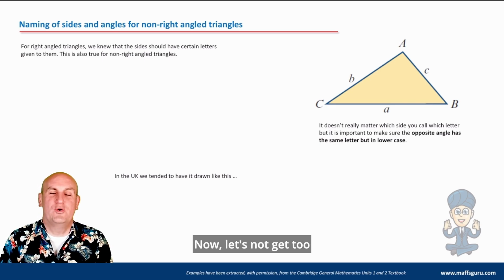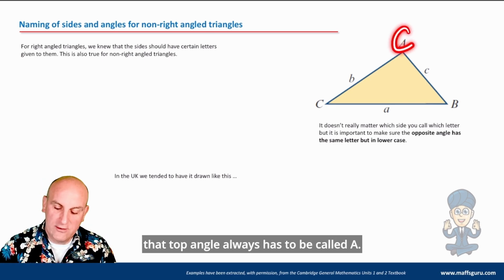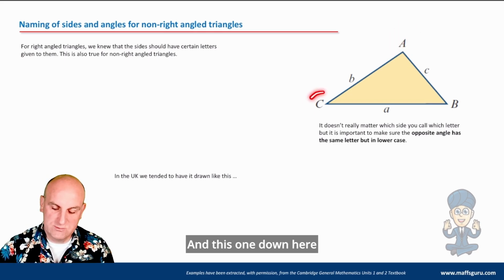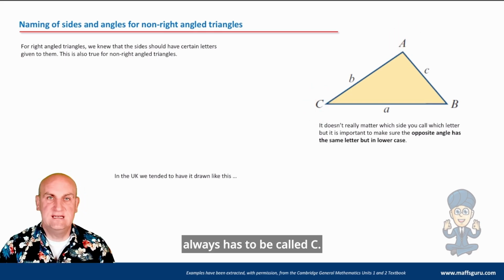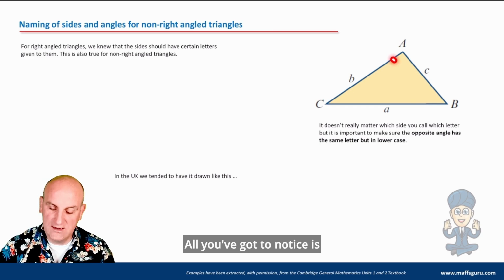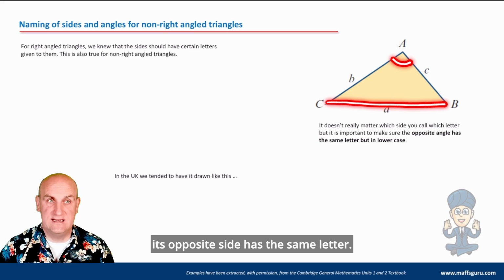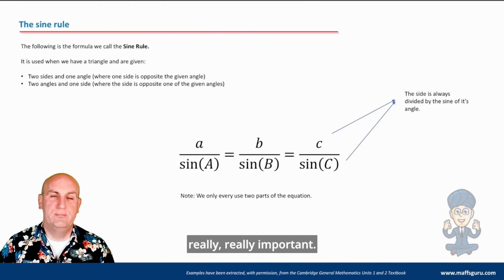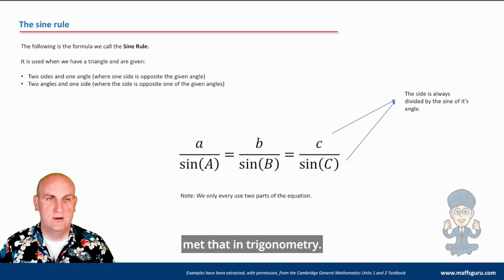Let's not get too caught up on the idea that that top angle always has to be called A, and this one down here always has to be called C. It doesn't matter. All you've got to notice is that whatever that angle is, its opposite side has the same letter. And that's going to become really, really important. We've already met that in trigonometry.